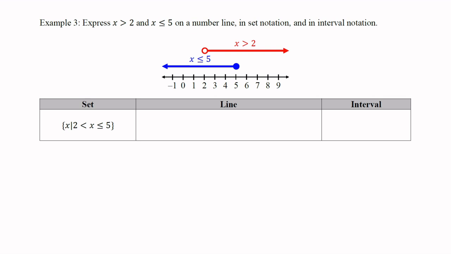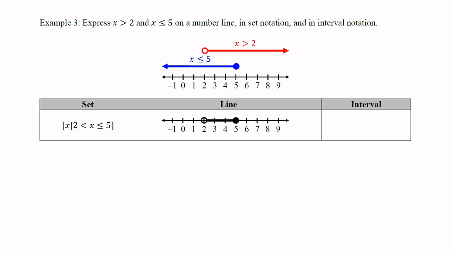x is all the values in between and including 5. On a number line, you're going to take the part that overlaps and you're going to shade just that part. We'll use an open dot on the 2 because it's not part of the solution for x is greater than 2. And we'll close in the 5 because that solution is shared.